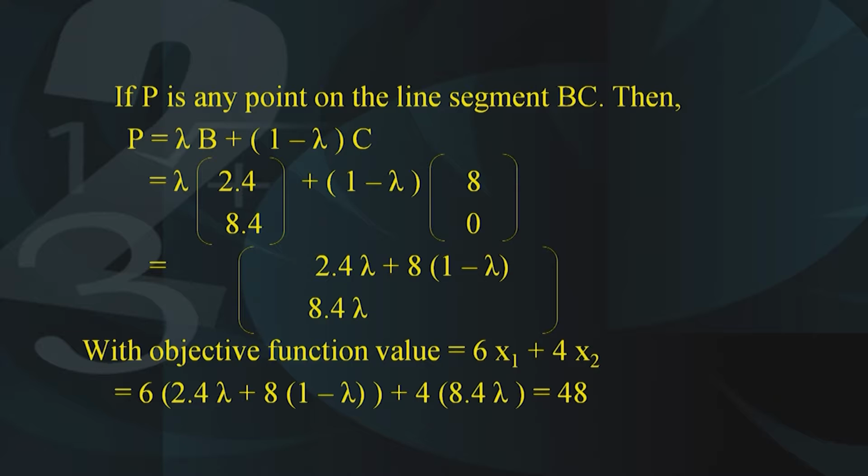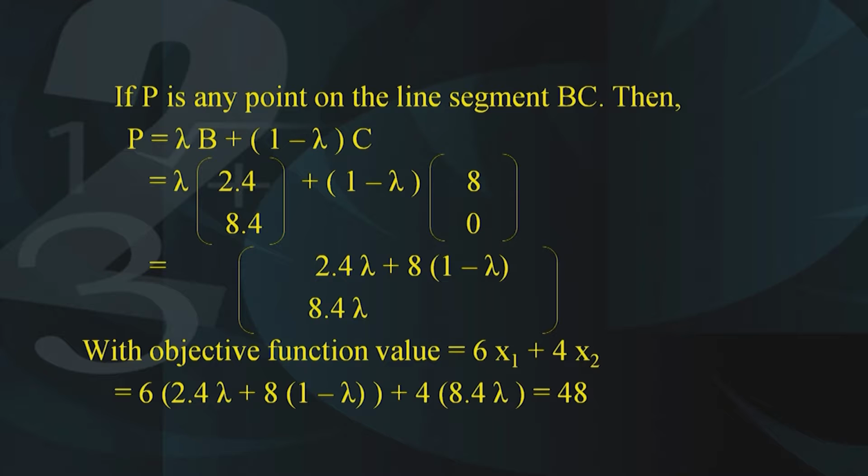Now, if you substitute this point P in the objective function, which is nothing but 6x1 plus 4x2, you get a value 48. This implies that no matter what point P you choose on the line segment between B and C, the value of the objective function will be 48. Please note that the value of lambda should be between 0 and 1.